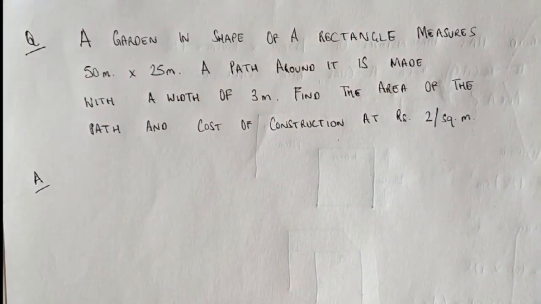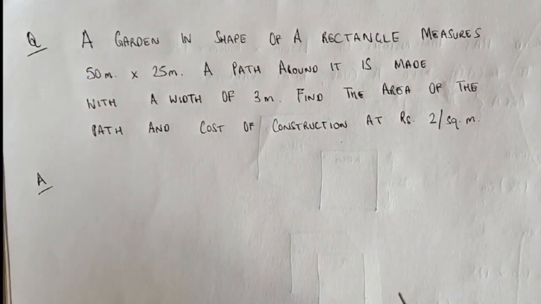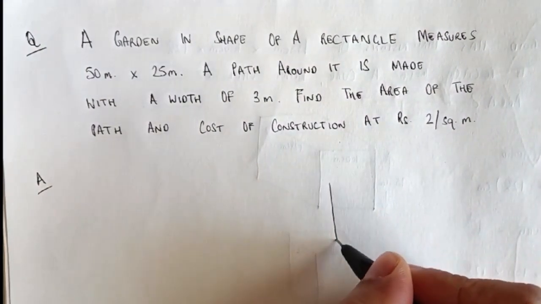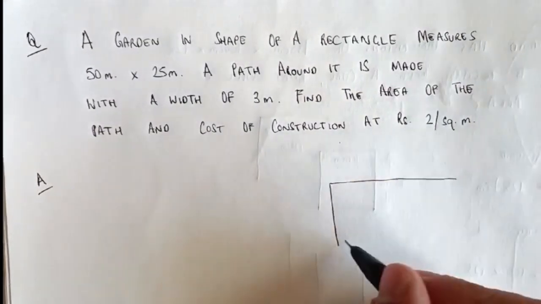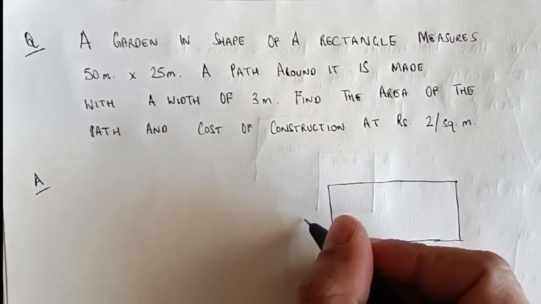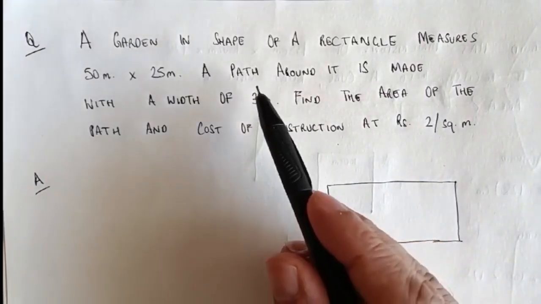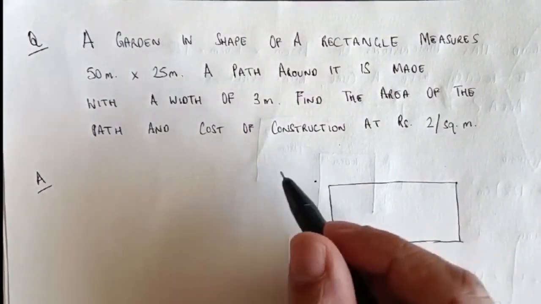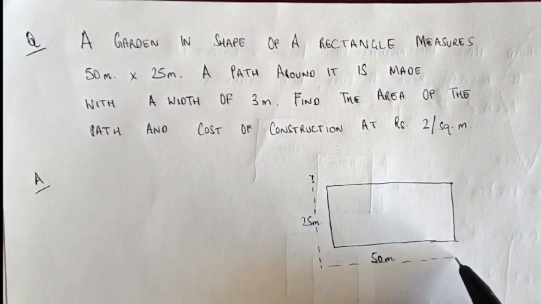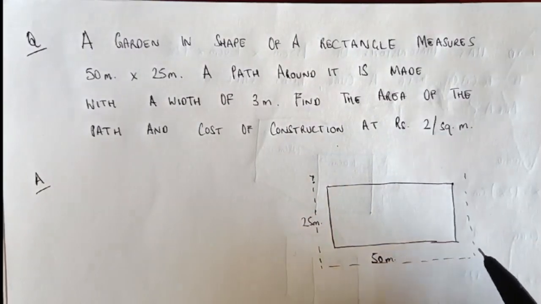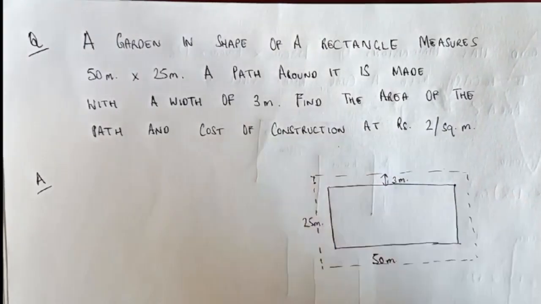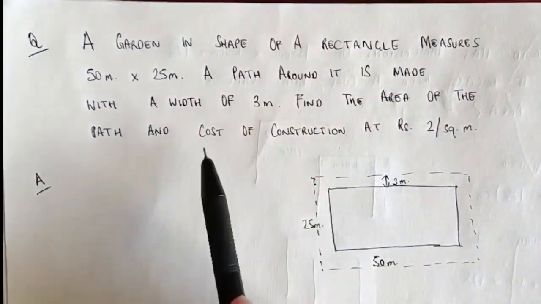So again, what we have just discussed, in all problems which involve area and geometry, our first step should be to draw the figure. So we have a rectangular garden. Now this is our rectangular garden. This measures 50 meters and this measures 25 meters, and we have a path around it. So there is a path which is being built around it, which has a width of 3 meters. So maybe we can put the path like this. This is the path, right? It may not be up to scale, but just ignore that. And this width of the path throughout is 3 meters. So we have to find the area of the path and the cost of construction.